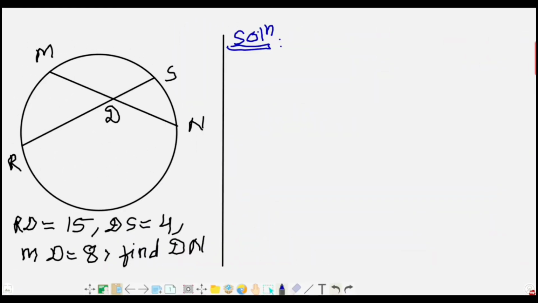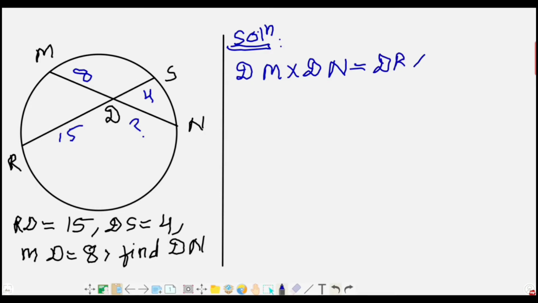Now students, let's solve this sum. In this, chords intersect inside the circle. So you can apply the theorem of internal division of chords or secants. RD is given 15. DS is given 4. MD is given 8. You are asked to find DN. You know all the distances, you have to start with D. So your DM into DN will be equal to DR into DS.